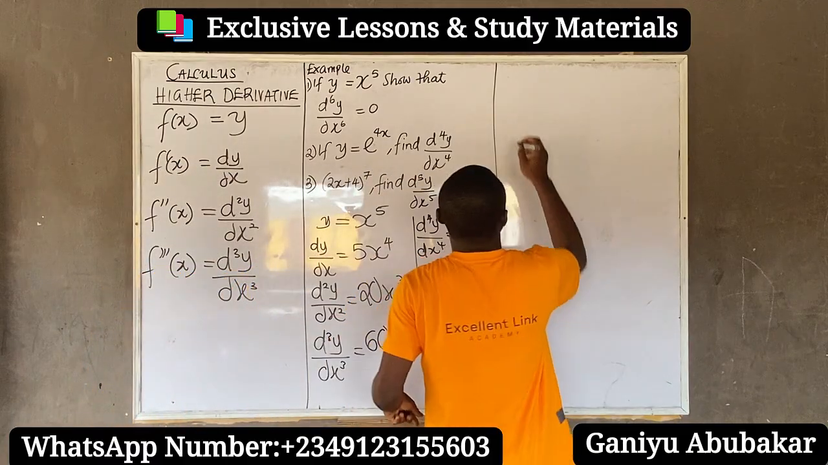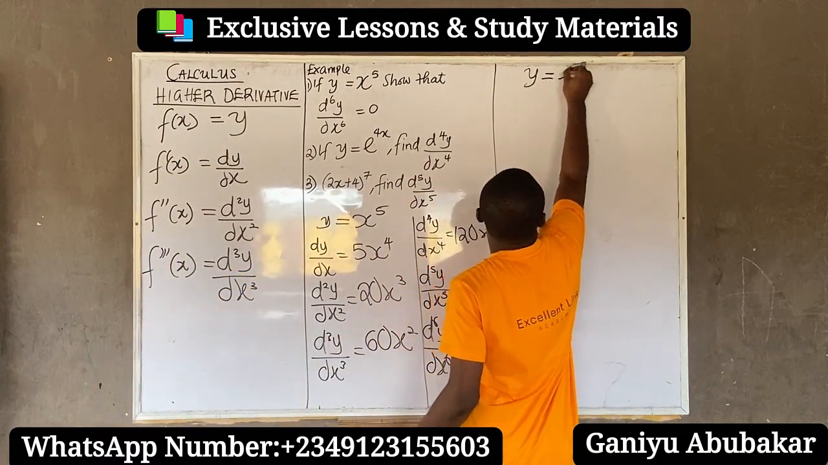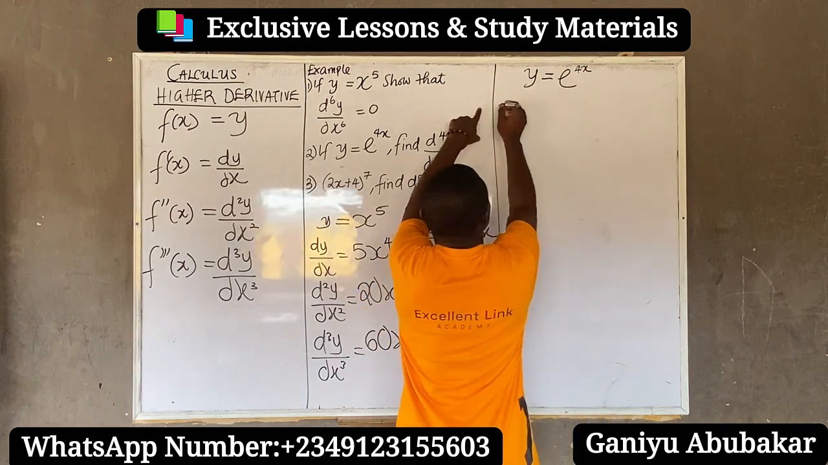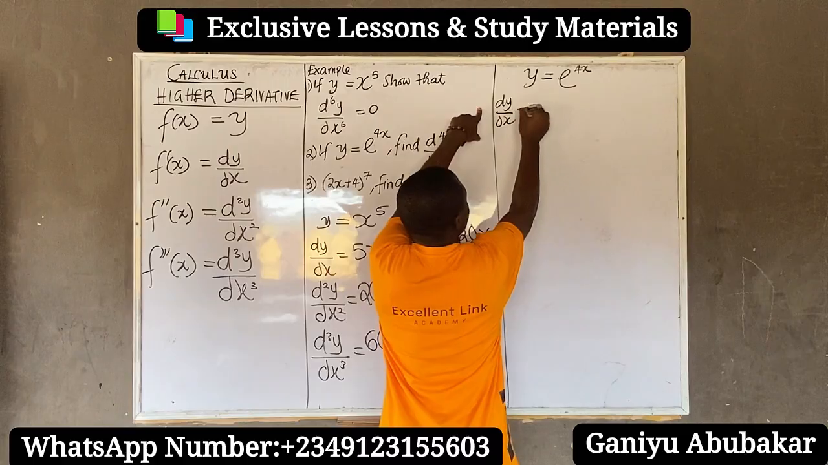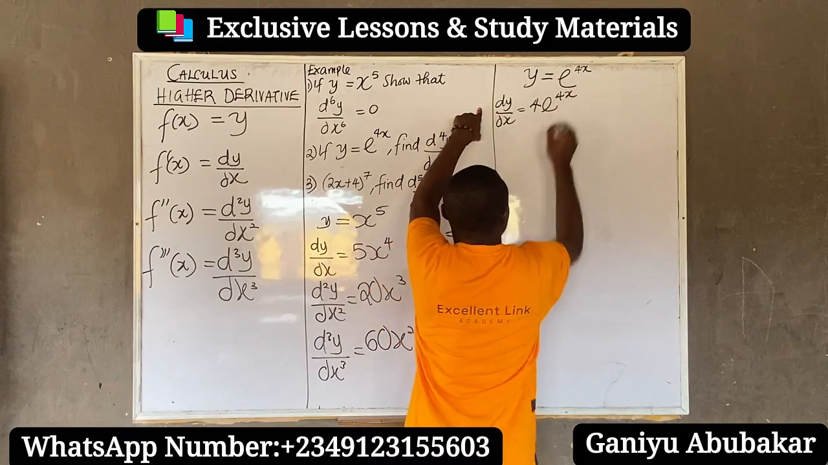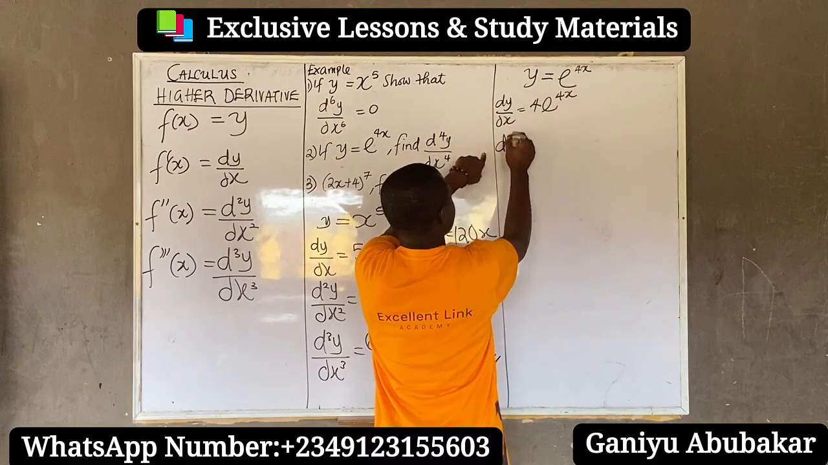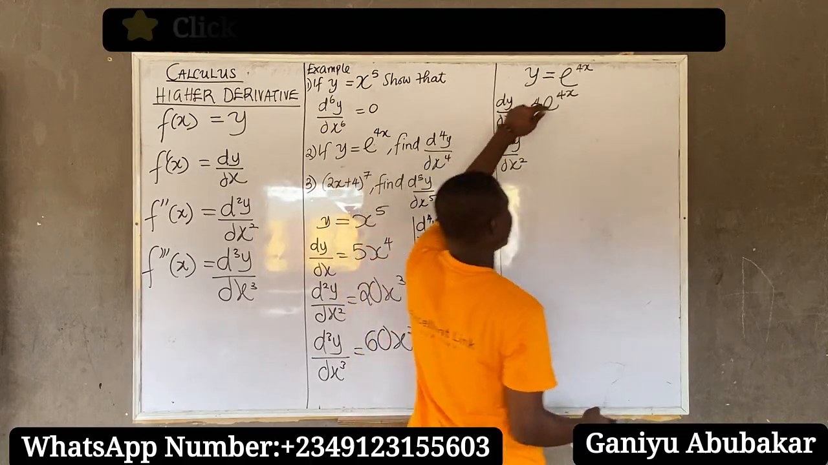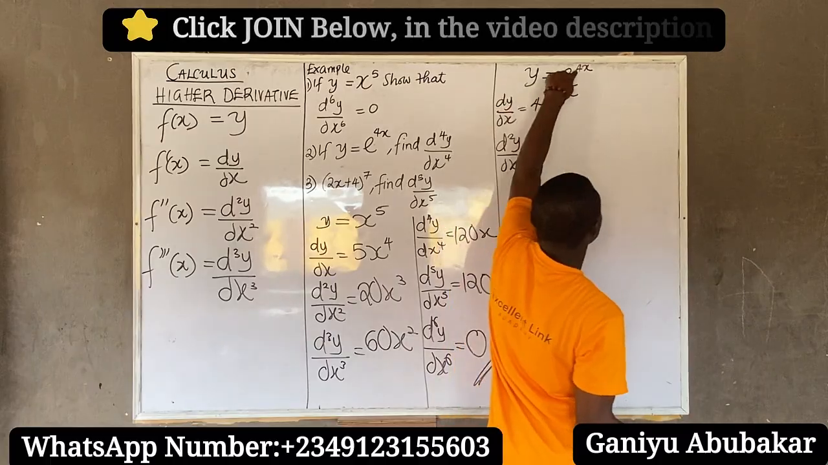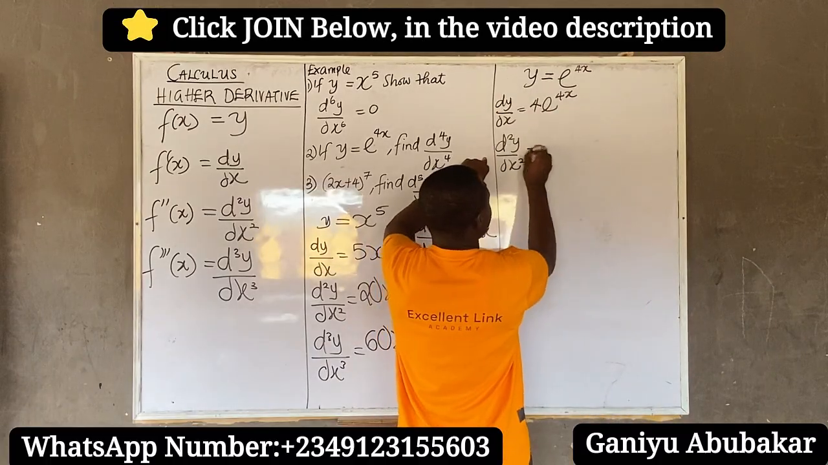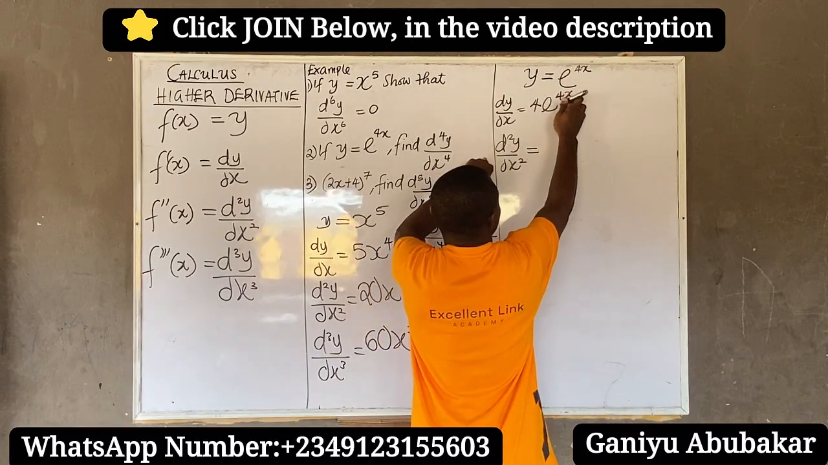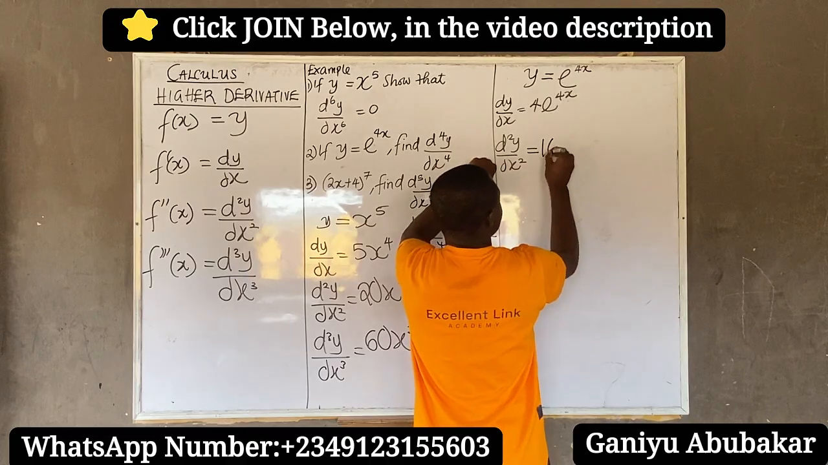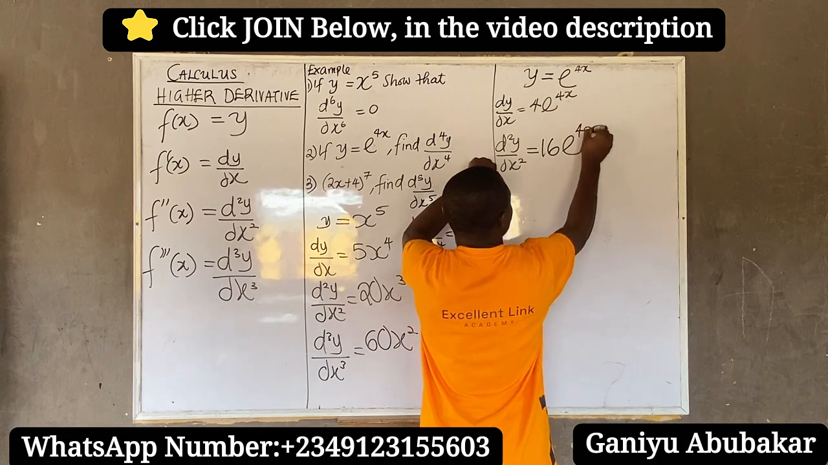For number 2 here, I'm having that y equals exponential 4x. Differentiate this one, use the shortcut. I'll have that dy/dx equals 4 exponential 4x. Differentiate again, d squared y over dx squared. I assume you should know how to do this shortcut. You differentiate the power, you have 4. Let's start here. Differentiate the power, that gives you 4. That 4 times 4 gives you 16 exponential 4x.